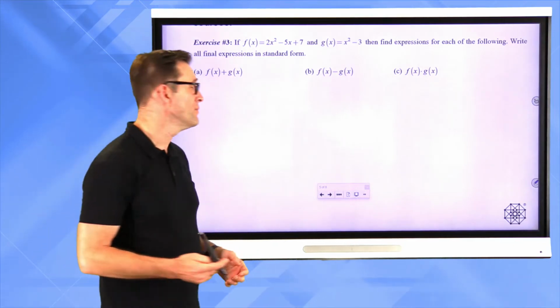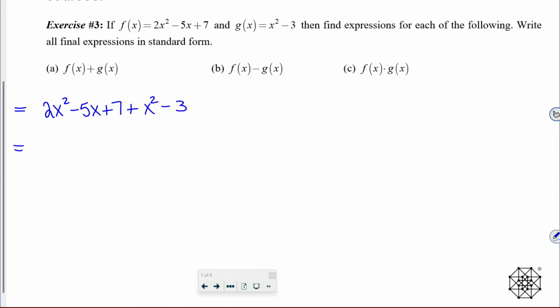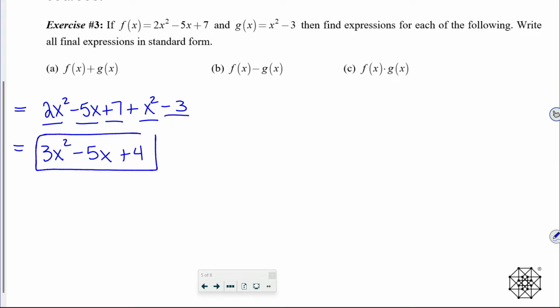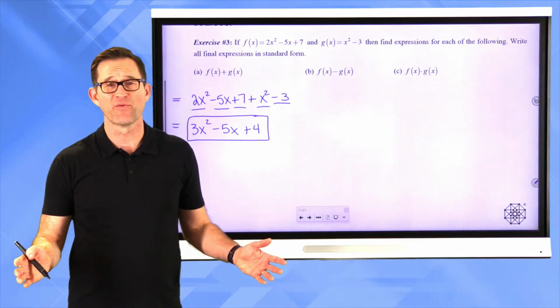All right, well, f of x plus g of x, this is simple enough, right? We are just going to do 2x squared minus 5x plus 7 plus x squared minus 3. This is just an issue of combining like terms. We have 2x squared and x squared, which will be 3x squared. Nothing combines with that negative 5x, and 7 minus 3 is positive 4. So f of x plus g of x is 3x squared minus 5x plus 4.